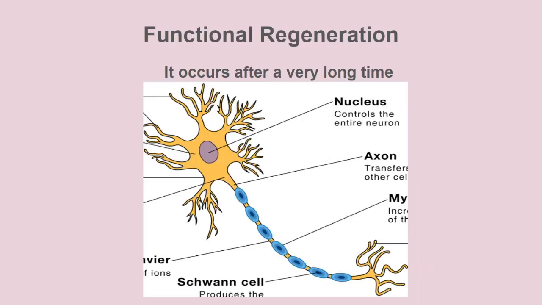Now the functional regeneration process of the injured neuron. Over here I told you before that functional regeneration actually takes time, because, as we all know, the main function of the neuron is to transmit impulses, right? So it will take time because neurons are very sensitive. Once they are degenerated, it will take time to regenerate and repair. So it occurs after a very long time.